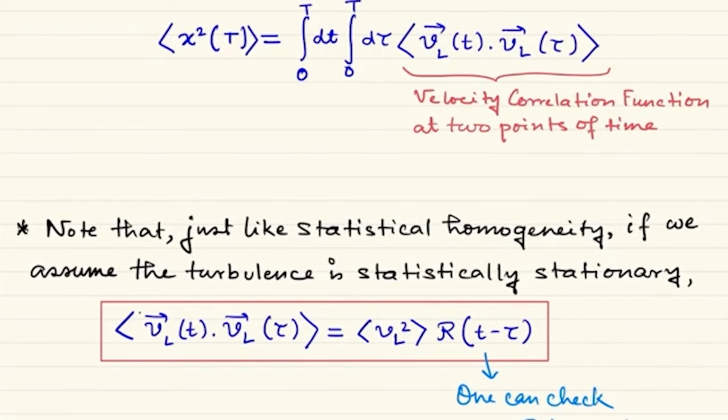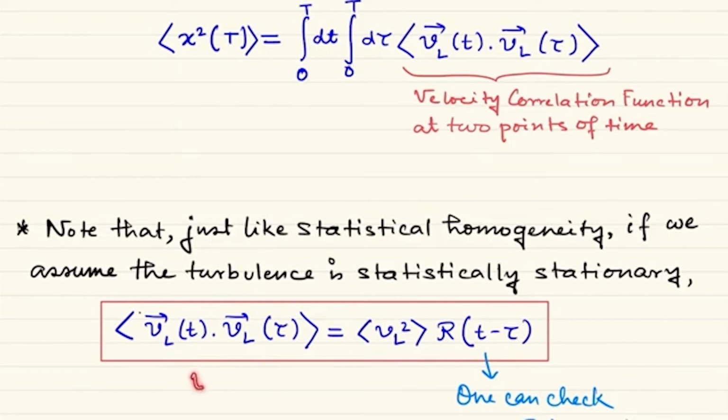Statistical stationarity simply means that any statistical average has no explicit dependence on time, so that will be 0. Also, this type of correlation function, the 2-point correlation functions in time, will simply be a function of the difference between the two time points.